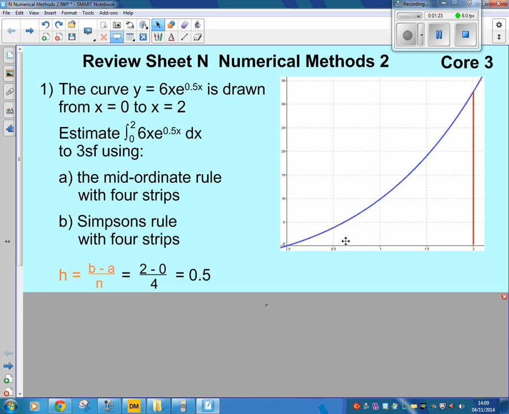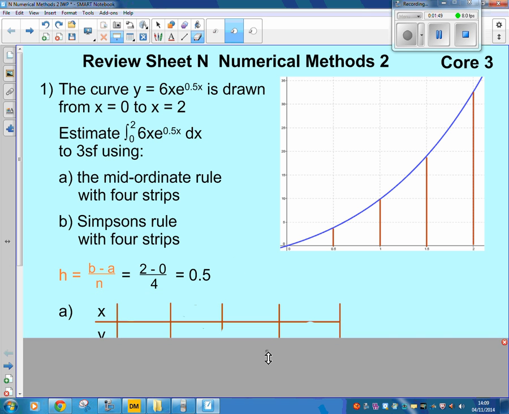If you've got a sketch here, it's a good idea to put the strips on your sketch. It makes it easy to see what's happening. I want 4 strips, each of 0.5, so I split it like this, and you'll see each strip is 0.5 wide, 4 strips.